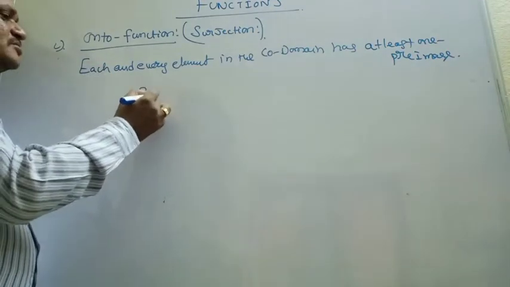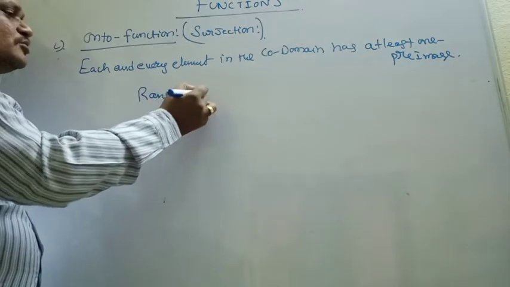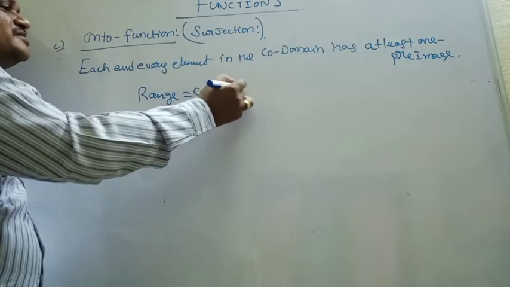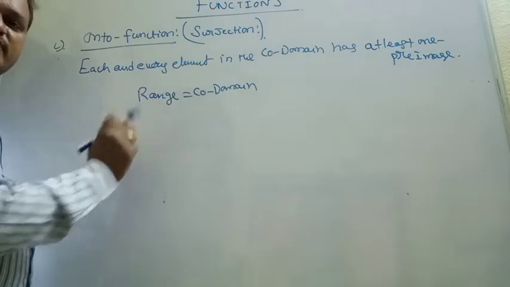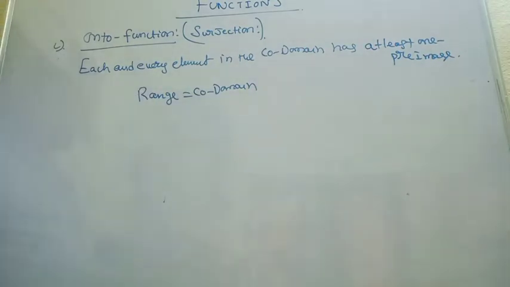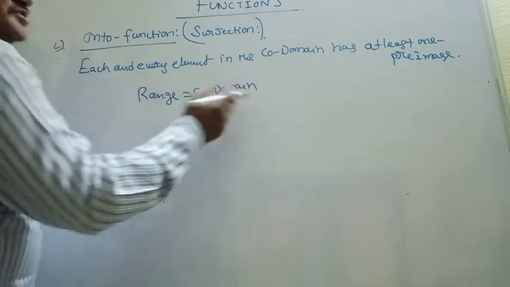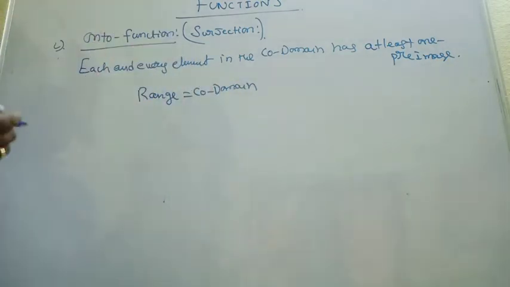Otherwise, we can also say that if range is equal to codomain, then it is an onto function. This is precisely the shortcut way of defining it. If range equals codomain, then we can say it is an onto function.